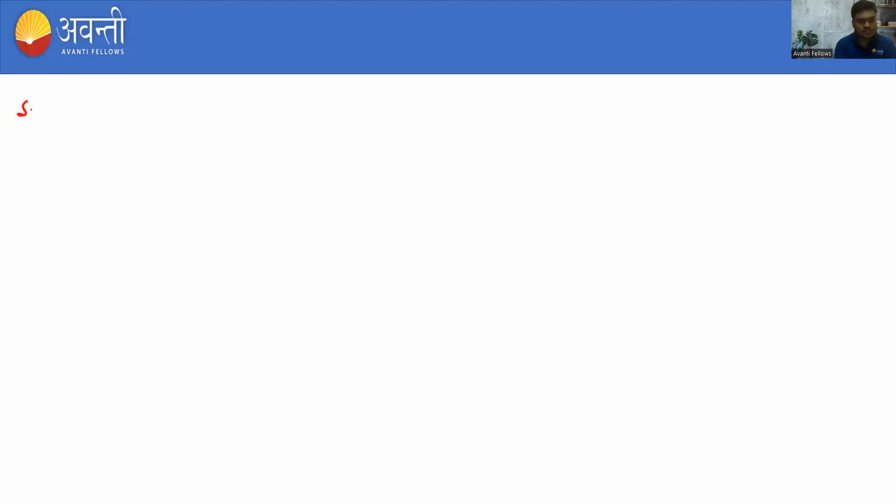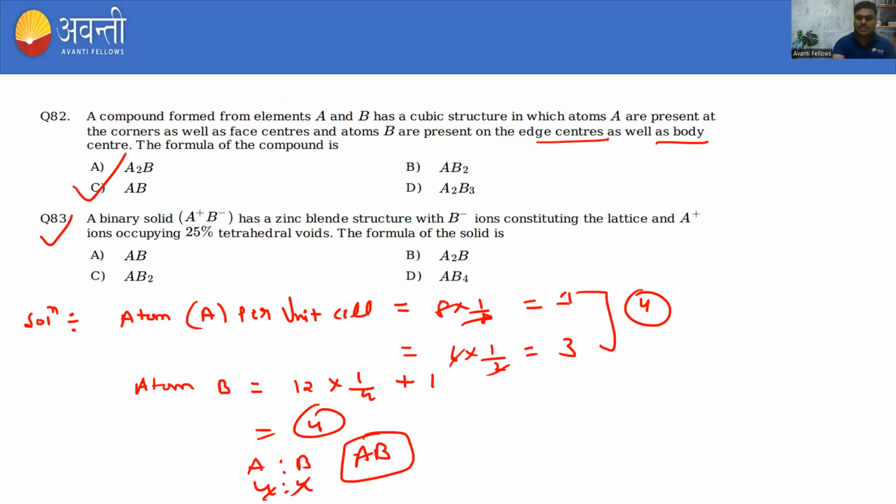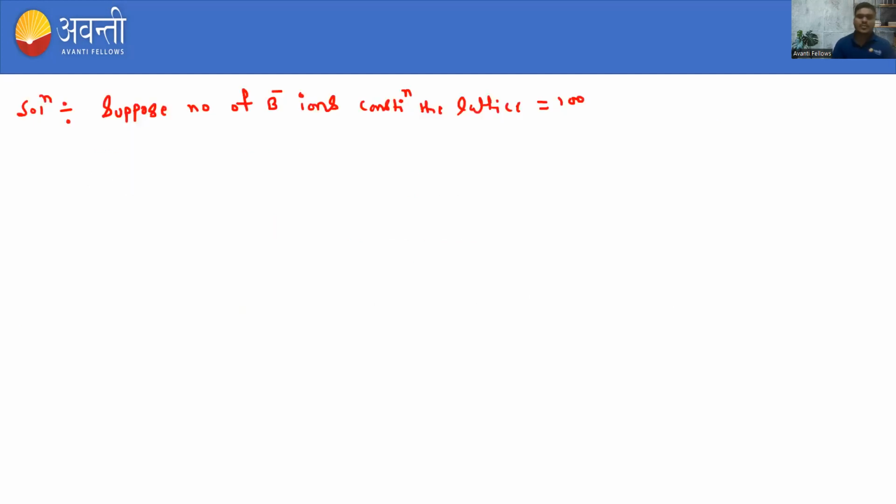So let us assume that the number of B negative ions constituting the lattice is equal to 100. So we have assumed this, right? Suppose for a binary compound, we assume that the number of B negative ions constituting the lattice is equal to 100.